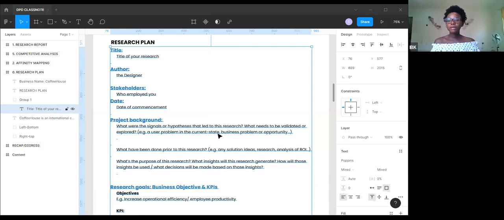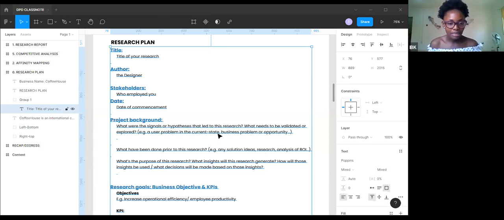When we are talking about the background, the question is, what are we trying to do? What product are you trying to build? What problem are you trying to solve? What solution are you trying to bring to the table? That is all about the background. What research have you done that made you come to an insight that, okay, the customers really need this product? So that is all about the project's background.